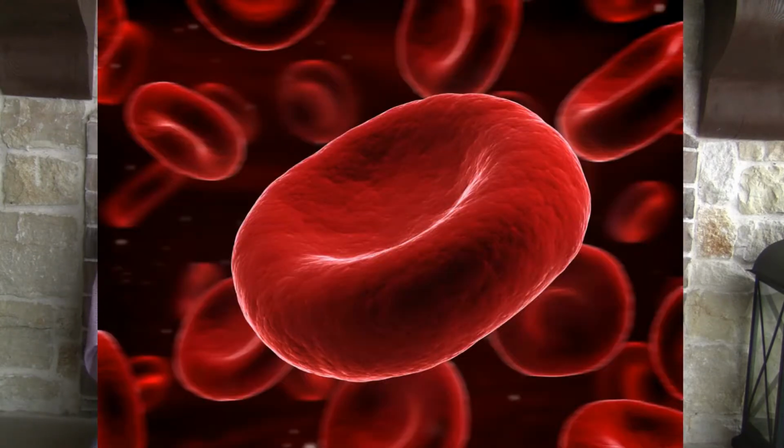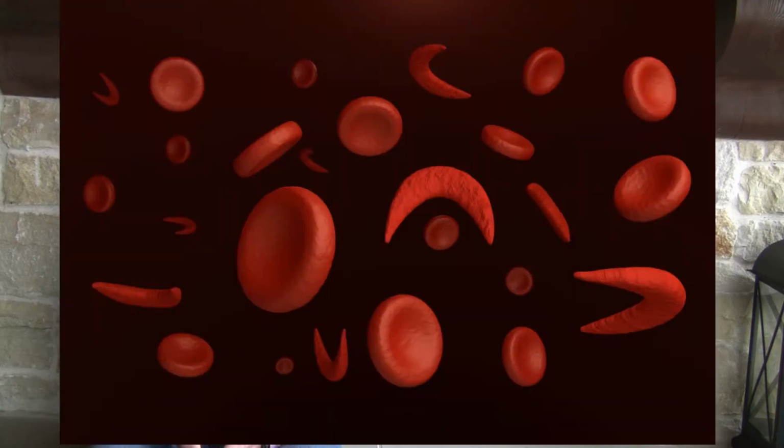Well, let's look at one example of what usually happens with a mutation. Our example is hemoglobin. Hemoglobin is in the red blood cell. It's the protein that picks up oxygen in the lungs and carries it throughout the body. The picture is a normal red blood cell. The mutation we're talking about is called sickle cell disease.